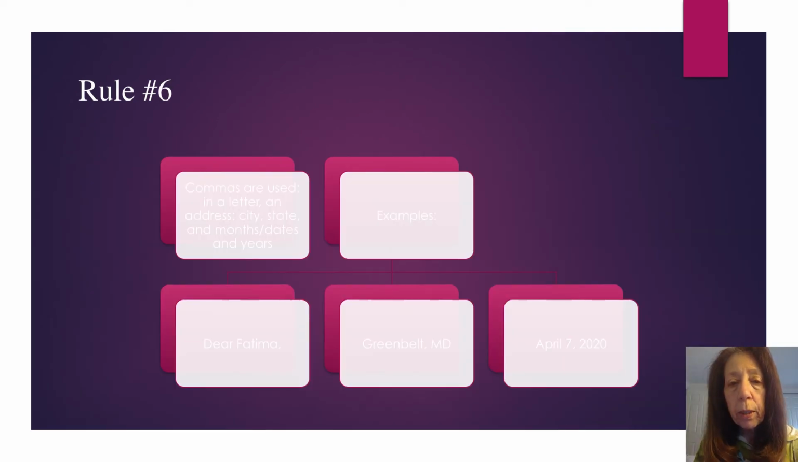You probably know this one. Actually, these 3. So when we write a letter, we might say, Dear John, Dear Sally. So that's called an address, comma. We use a comma to separate the city and the state. Greenbelt, comma, Maryland. We must use a comma when we have a date. So today is April 7th, comma, 2020.